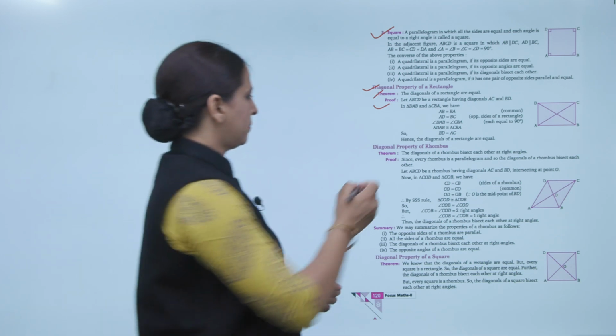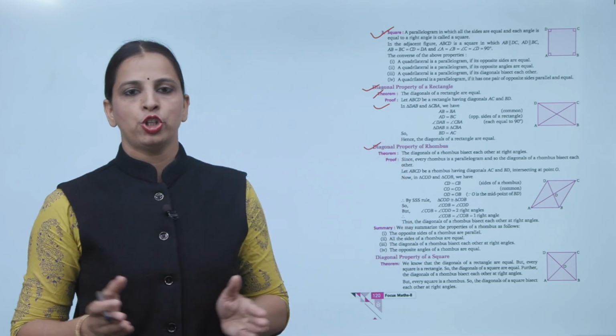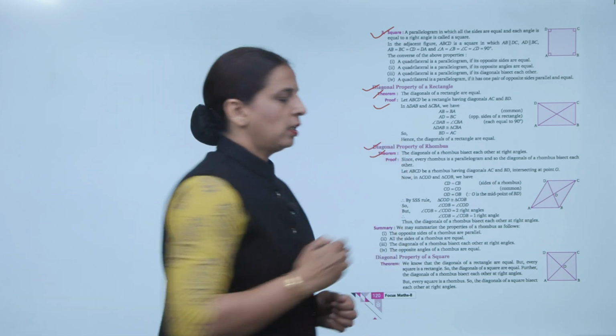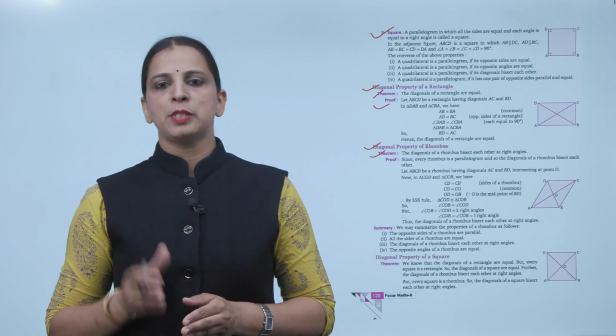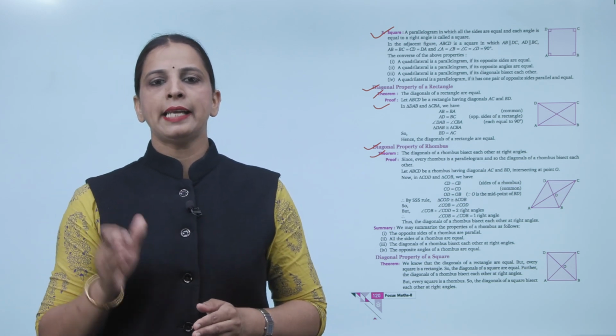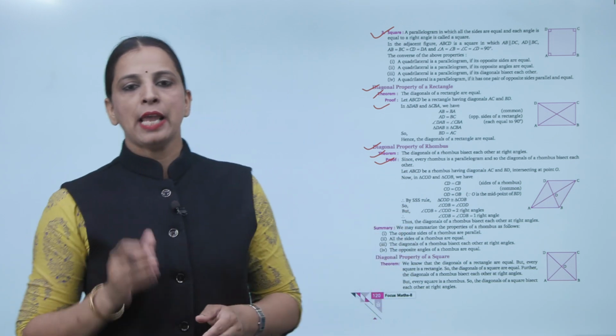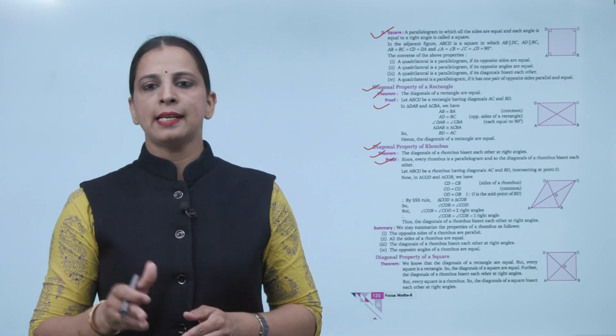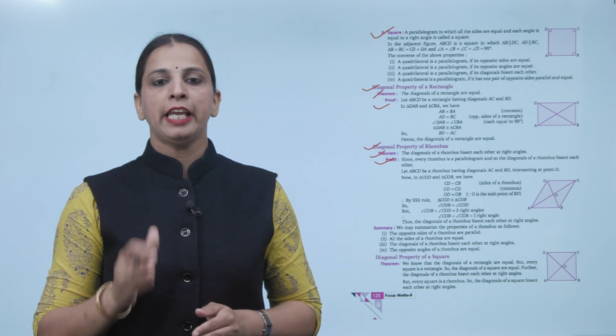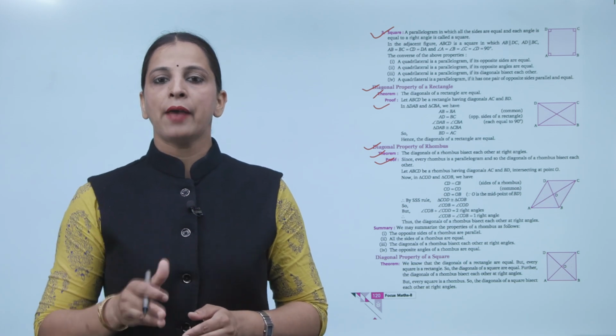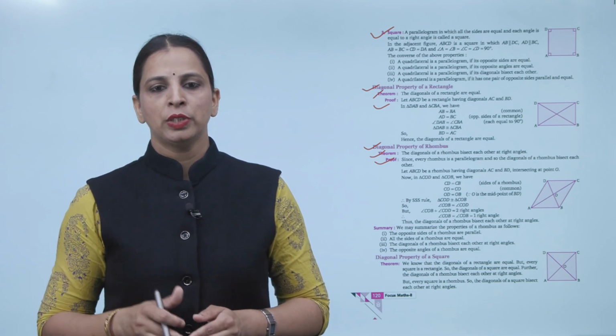Now, next is diagonal property of rhombus. Theorem: the diagonals of a rhombus bisect each other at right angles. Let us do the proof. Since every rhombus is a parallelogram, the diagonals of a rhombus bisect each other. Let ABCD be a rhombus having diagonals AC and BD intersecting at point O.